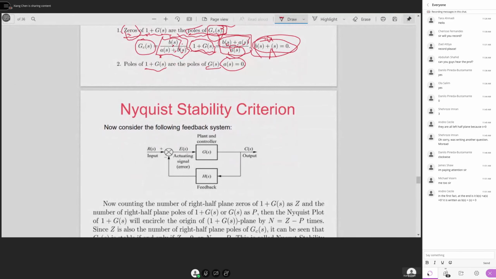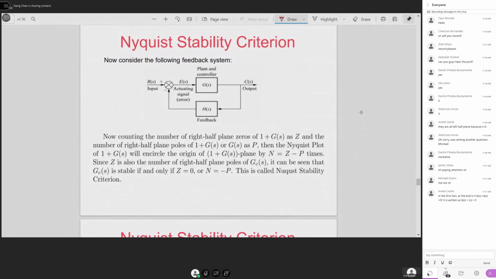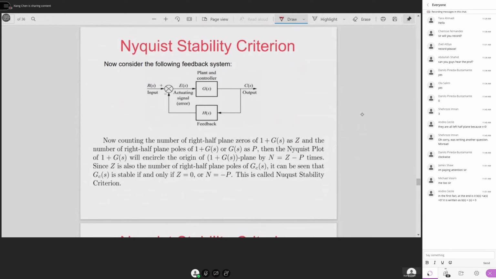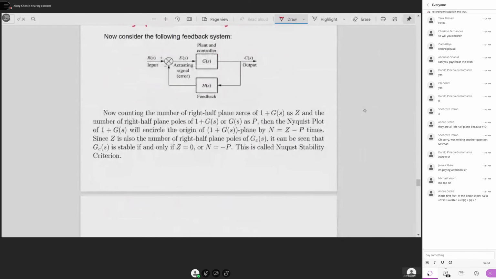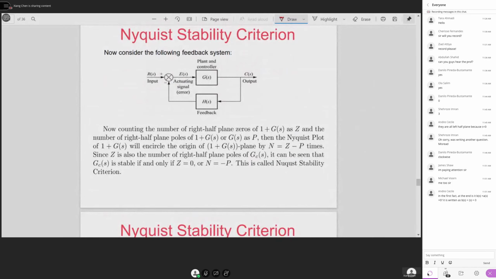Now we're going to move to the critical part for the Nyquist stability. What we try to use is the Nyquist plot of G of S. But from this closed loop system, it seems that the denominator is 1 plus G of S. So here we're going to extend our evaluation of the Nyquist plot from G of S to 1 plus G of S. We're going to evaluate the Nyquist plot of 1 plus G of S.